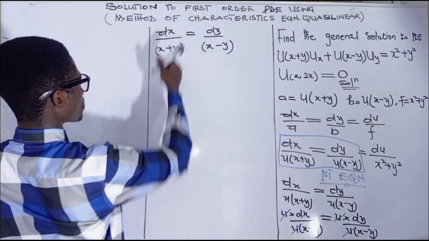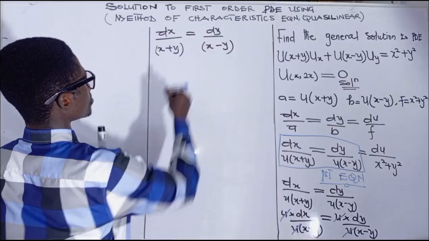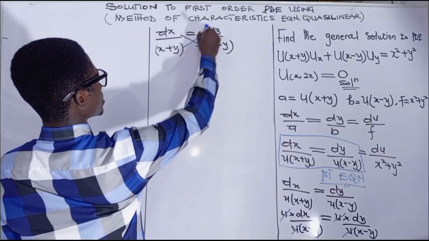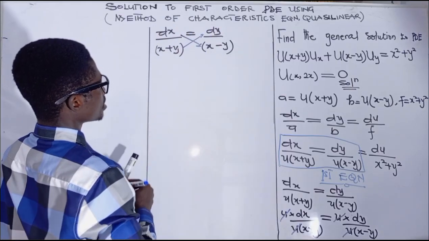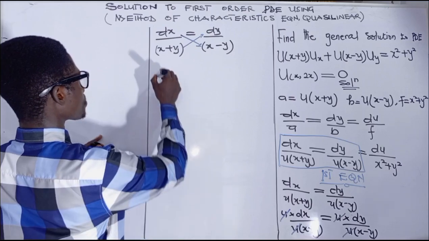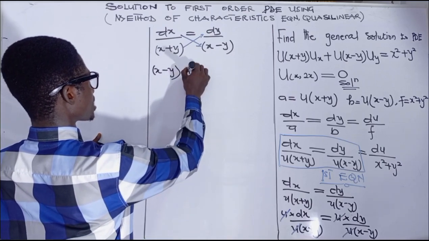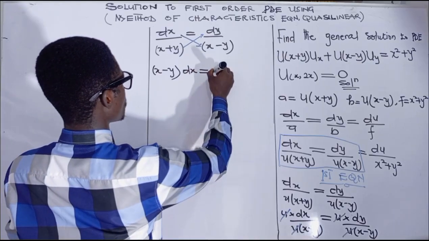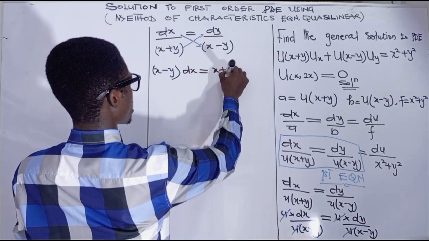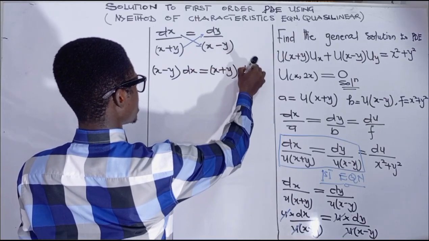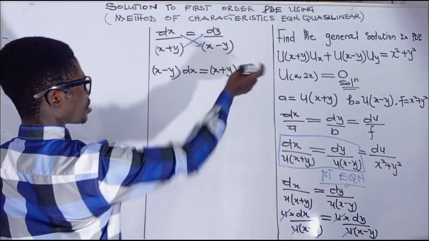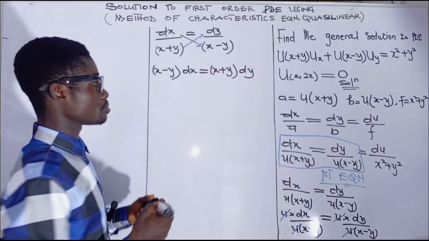So we are going to have dx multiplying this, and then dy multiplying this. So we are going to have x minus y multiplying dx, and this is equal to what? x plus y multiplying what? dy. Let's bring all of them to the right hand side so that we can equate them to 0.